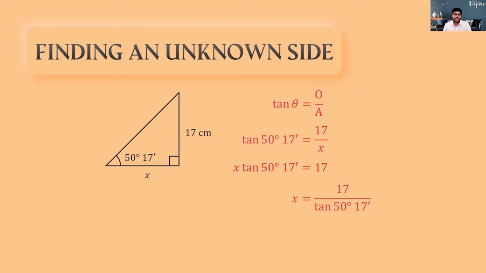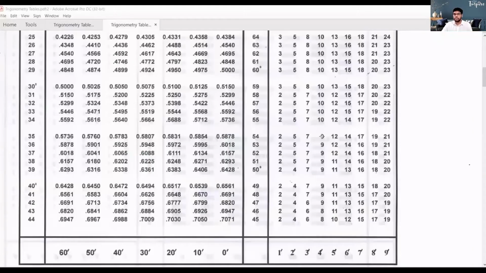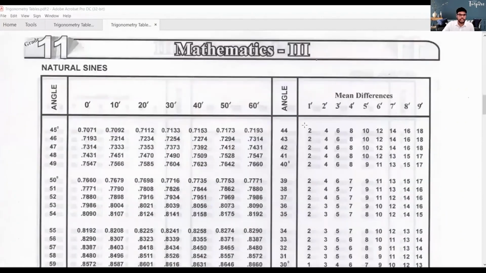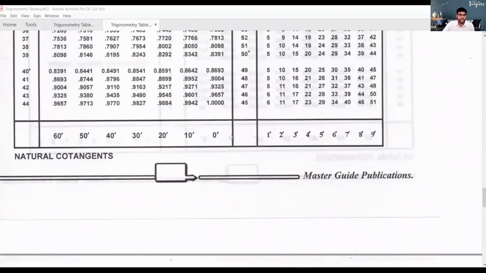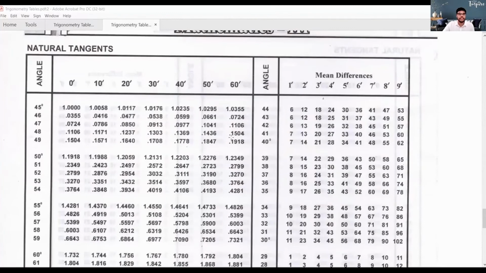Now I have to find, children, tan 50 degrees and 17 minutes. So let's go back to the table and have a look. Here's tan. This is on the second page of tan, right? So tan 50 degrees and 17 minutes. Children, you all know that tan 50 degrees is over here, right? And for 17 minutes, you have 10 and you have 20, so we land at 10, and this is the value. And you have to add 7 minutes from the mean differences, children.